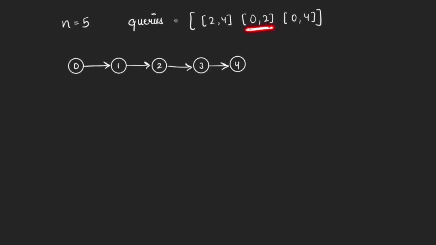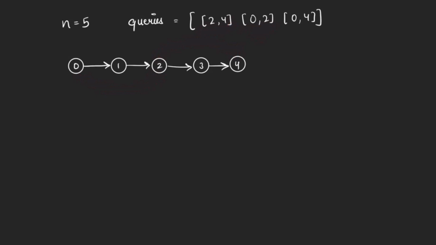For the next query, we need to do the same thing, but the edge that we added for the previous query will still be present. We need not remove them. So when we come to this query, there will be an edge from 2 to 4, and we need to add an edge from 0 to 2, so our graph will look like this. At each query, we need to find the shortest path, write it in some vector and return it as our answer.